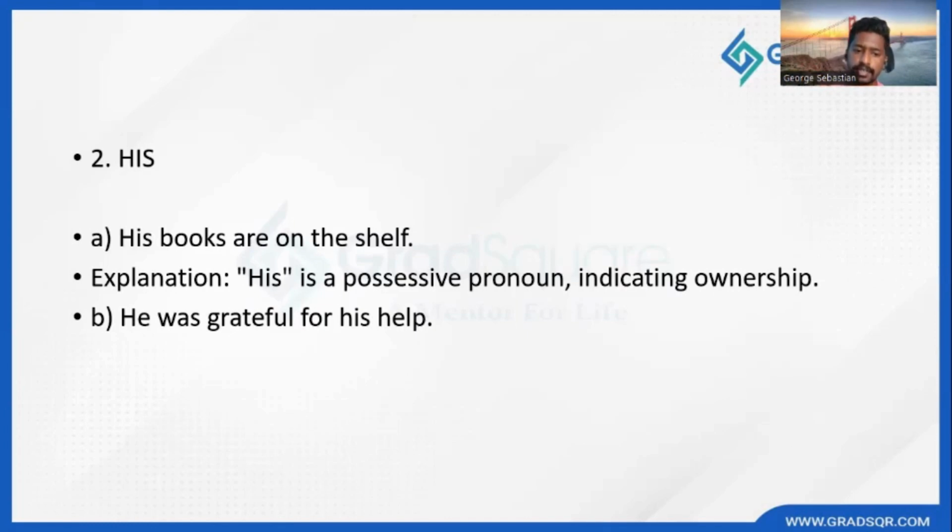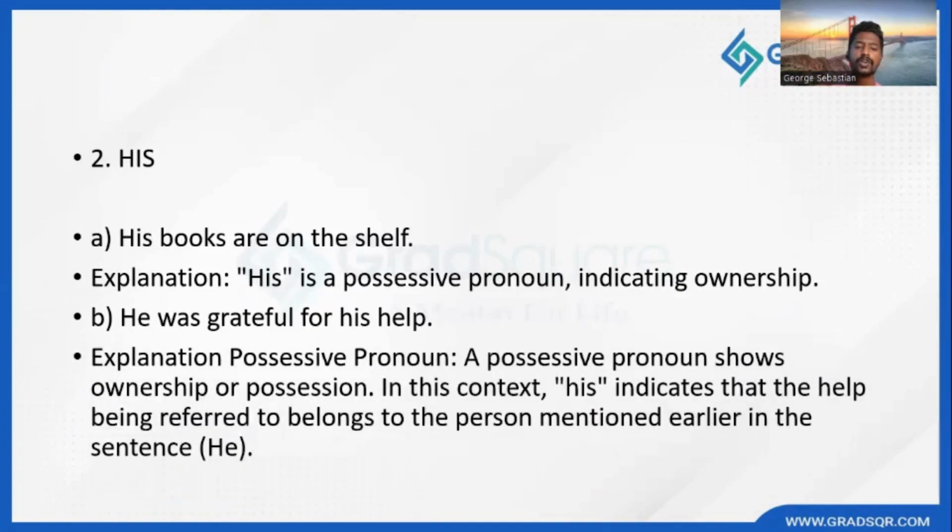Also, in the second sentence, it says he was grateful for his help. Again, it is a pronoun because it shows ownership. In this context, we have to understand that it indicates the help belongs to the person mentioned earlier in the sentence. He, right? He was grateful for his help, the help of a particular person. So it becomes a pronoun.